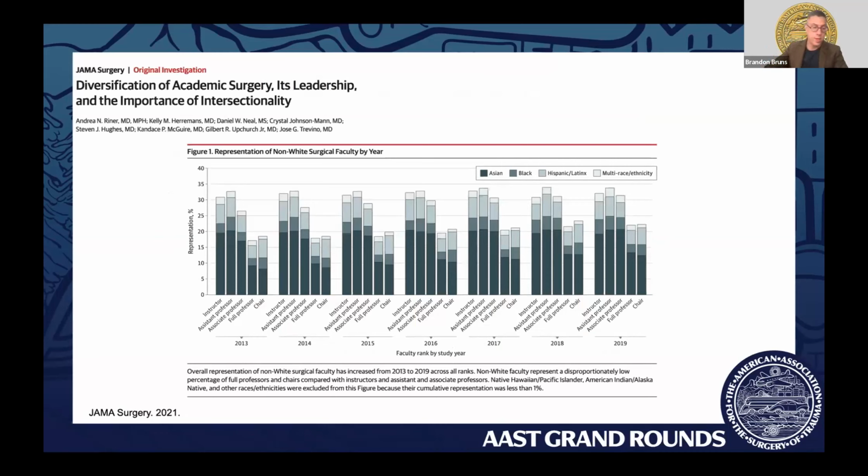This is one from 2021. This sought to evaluate the trends among underrepresented racial and ethnic groups in academic surgery, specifically looking at some leadership levels.